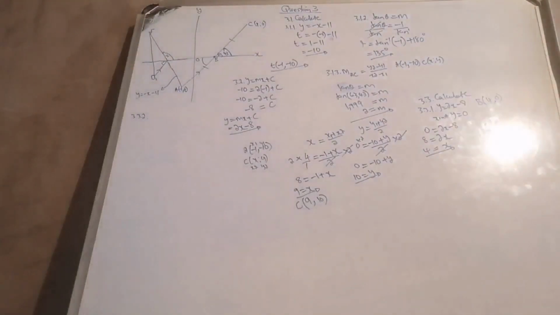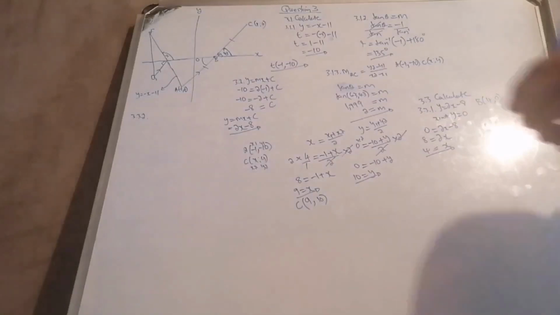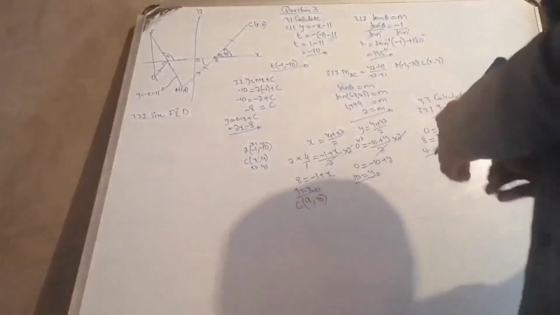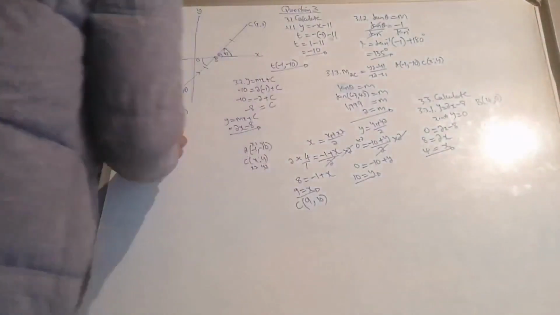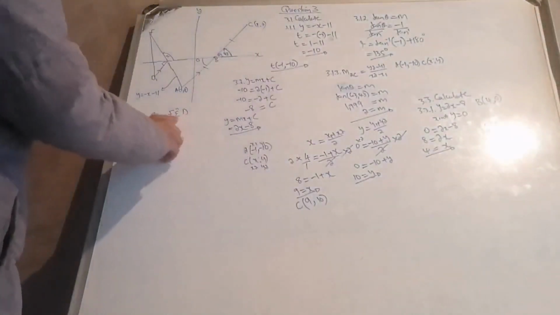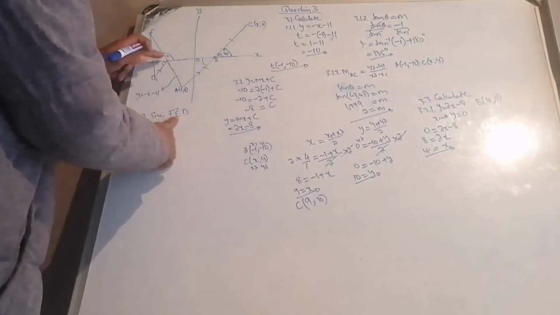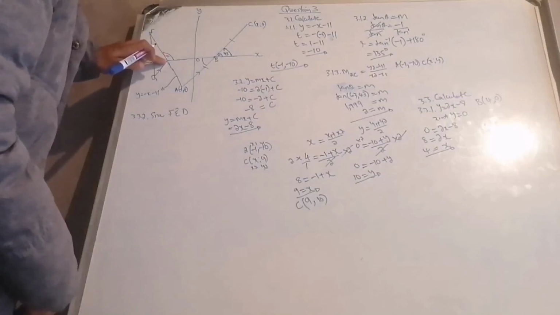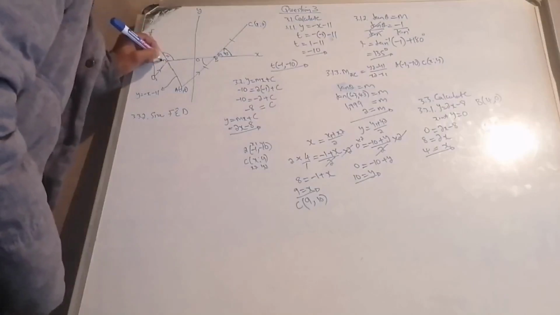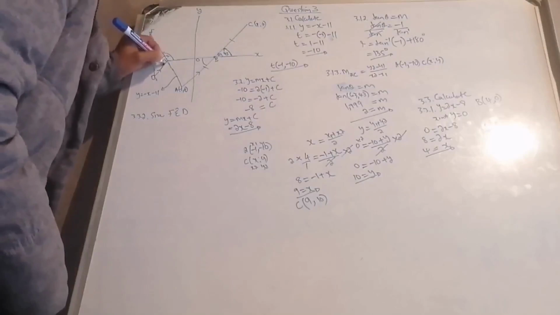Right, let's continue, guys, and look at 3.3.2. They say find the size of FED. They are looking for the size of FED. So meaning, in triangle FED, find angle E. In triangle FED, find angle E. So I'm going to do this and say there is my E.